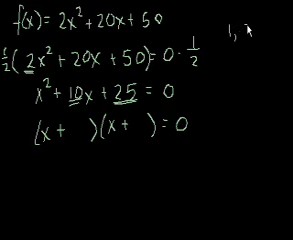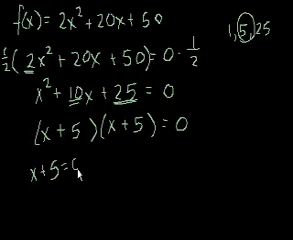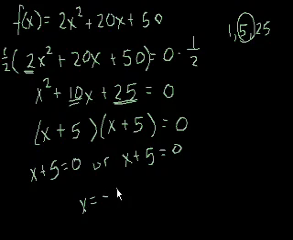You have 1, 5, and 25. Well, 1 times 25 is 25, but 1 plus 25 is 26, not 10. 5 times 5 is 25, and 5 plus 5 is 10. So 5 actually works. So actually it turns out that both of these numbers are 5. And so you get x plus 5 equals 0, or x plus 5 equals 0. So you just have to really write it once. So you get x equals negative 5.